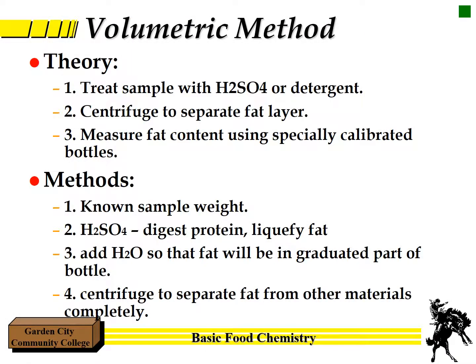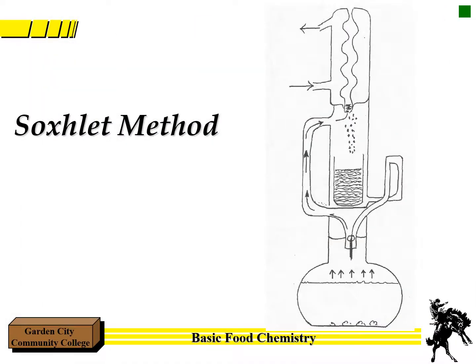So the theory behind it is you treat the sample with H2SO4 or some type of detergent. You centrifuge it to separate the fat layer out, and then you measure the actual fat content using specially calibrated bottles. So again, you have to have a known sample weight. Then you digest the protein and liquefy the fat. You add water so that the fat will be in the graduated part of the bottle, and then you centrifuge to separate that fat from anything else completely. So like I said, this is the one I'm most familiar with using.